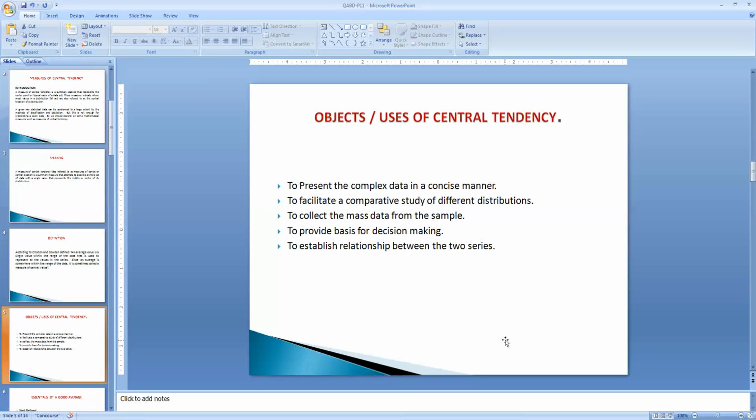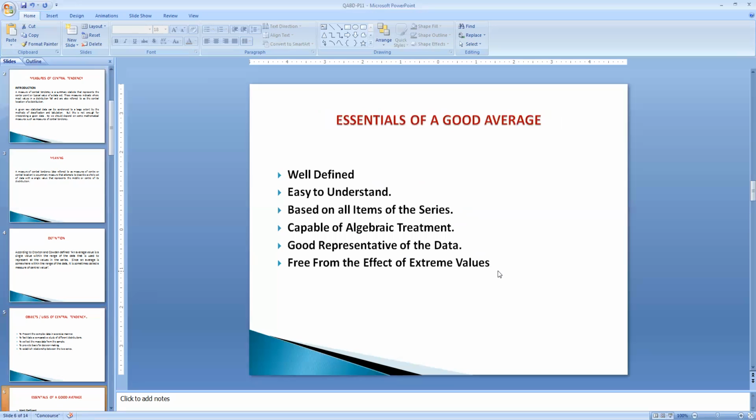If you want to compare the series, if you want to have the relation, whether it is a positive relation or a negative relation, with the help of these averages, we are able to study it very easily. So these are all the reasons why central tendency is studied. Let us go for the next thing, that is called the essentials of a good average.